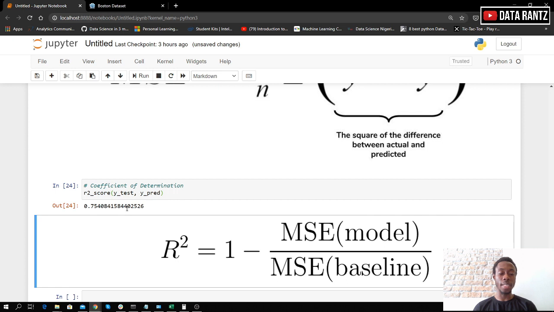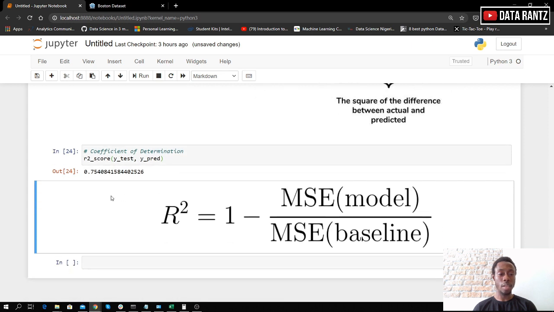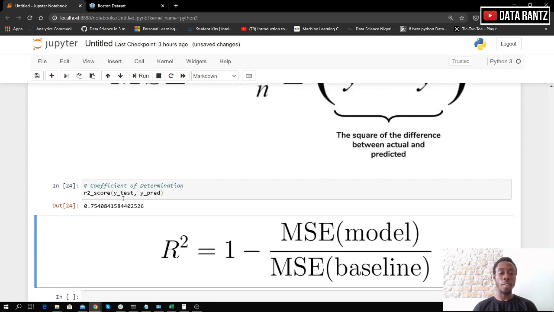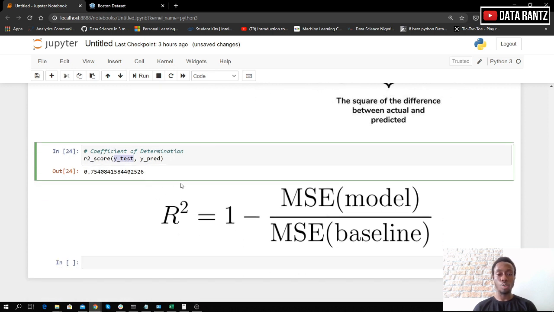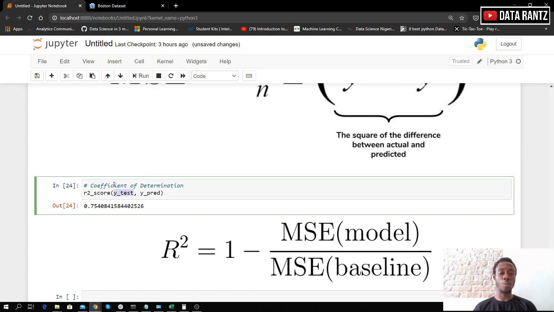So in the percentage sense, I would say our model is performing at 75% accuracy, meaning it has predicted about 75% of the y test values correctly, and it has missed out about 25% of that, which is not too bad for the first model we are writing, but basically that's what it is.